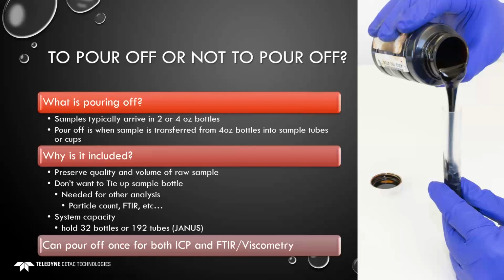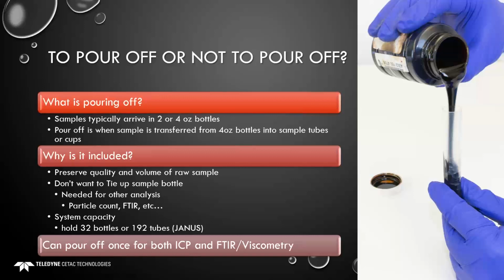So samples normally arrive in 2 or more commonly 4-ounce bottles. The bottles depend on the lab in question, possibly on the vendor or the customer themselves. I mean, sometimes you get weird samples, but most of the time they come in these 4-ounce bottles. So the pour off is when you actually transfer that sample from a 4-ounce bottle into a sample tube or a sample cup, and then that tube or cup goes on either to an analysis or to this sample preparation step, and the bottle goes elsewhere. So why would we do that? Okay, you use an extra tube, and you've got an extra manual step.